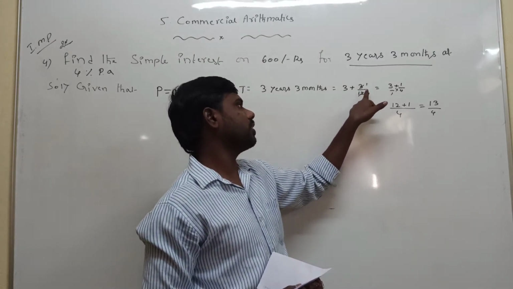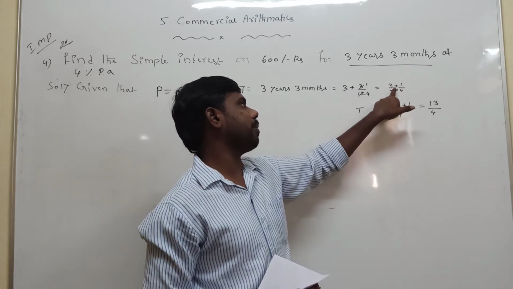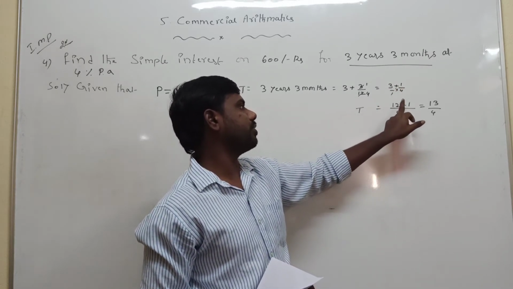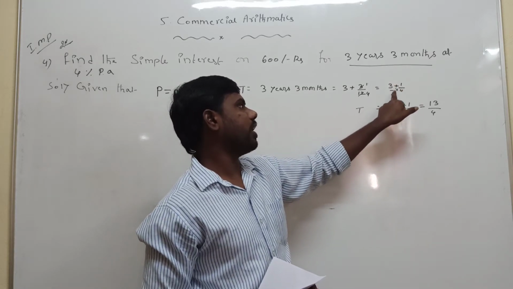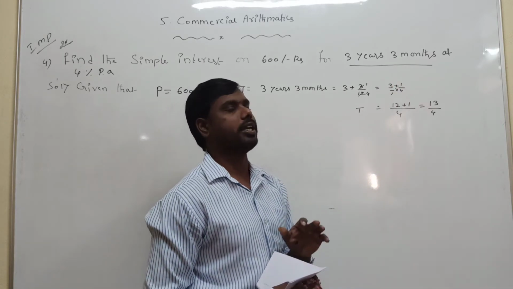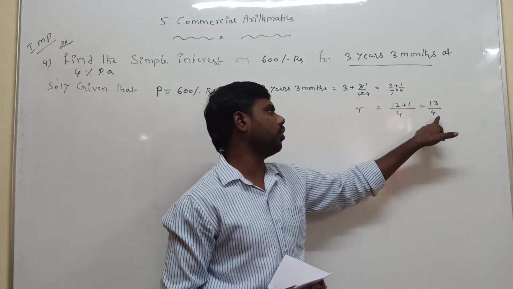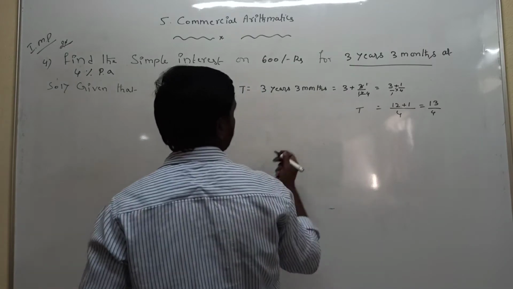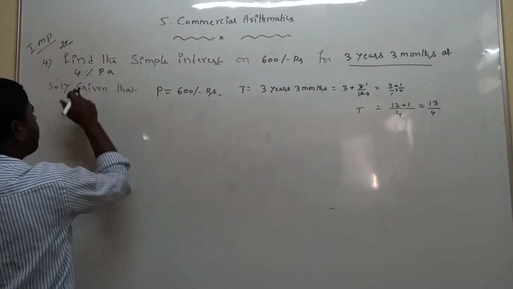Now 3 ones are 3, 3 fours are 12. What is the left element? It is 3 plus 1 by 4. After taking LCM, 1 into 4 is 4. 4 threes are 12, 1 into 1 is 1. 12 plus 1 is 13 by 4. What is the time now? T is equal to 13 by 4 years. Next, what is the rate of interest given?